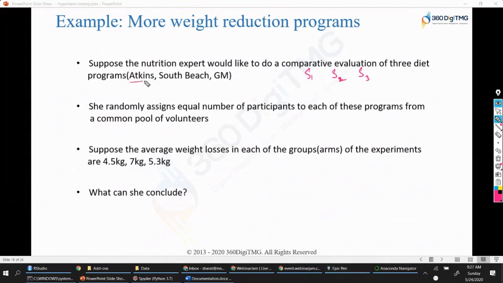Diet program data. So I have 3 diet programs, and the nutrition expert randomly assigns an equal number of participants to each of these groups. Let's say I have 30 volunteers, and I'm assigning them to these diet programs. Basically, I'm saying that these 10 people, you follow Atkins. You always have to follow the Atkins diet program. These 10 people have to follow the South Beach diet program, and these 10 people have to follow the GM diet program.